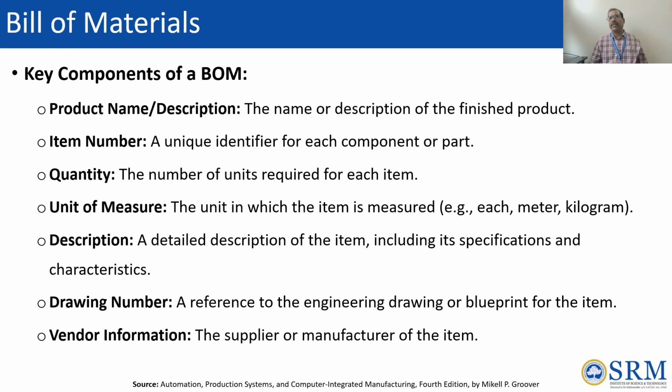So what are the key components available in the bill of material? As I said for the engineering drawing, similarly, in a basic bill of material, these are the common components. One is the product name, the name or description of the finished component. Then the item number: a unique identifier, a unique number that the particular industry keeps for the particular part, component, product, or assembly. That identification number will be there in the bill of material.